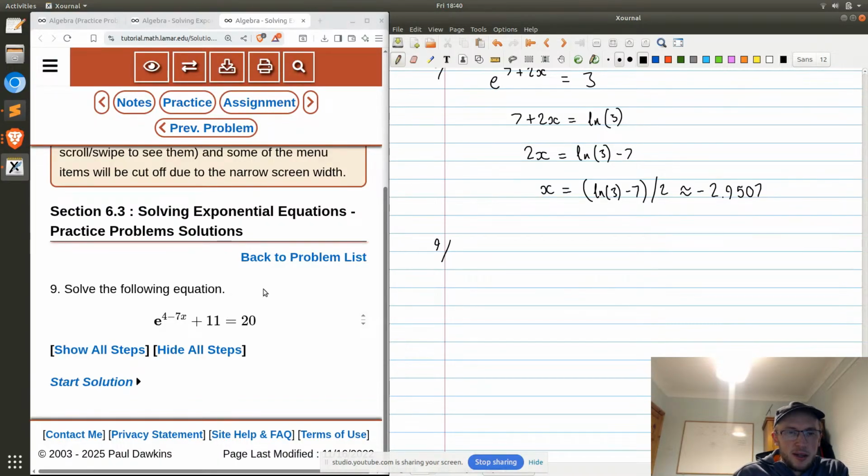First, I'm just going to take away the 11 from both sides. We're left with 9. And natural logarithm of both sides. So 4 minus 7x is equal to 9. Or rather, 4 minus 7x is equal to ln of 9. And so x is ln of 9 minus 4 over minus 7. Okay.